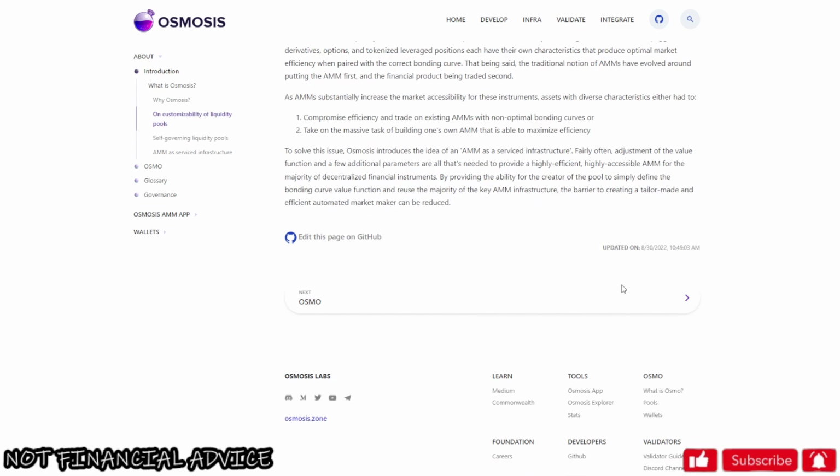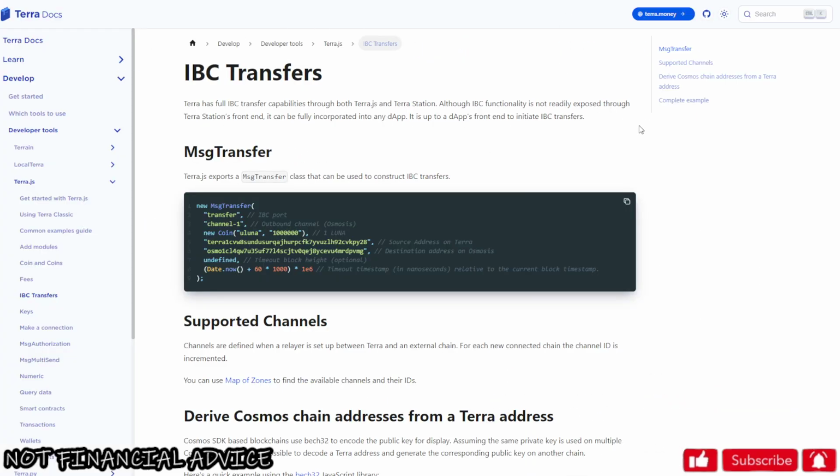Now, we're not going to talk much more on here. What we're going to do is go over to IBC transfers. So Terra has full IBC transfer capabilities through both Terra.js and Terra Station. Although IBC functionality is not readily exposed through Terra Station's front end, it can be fully incorporated into any DApp.